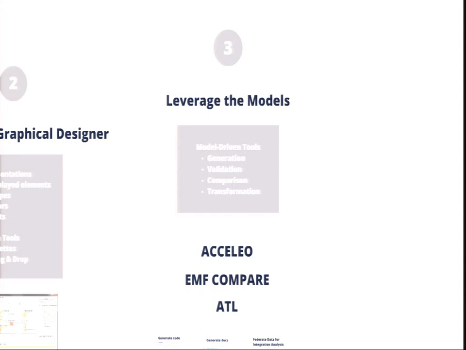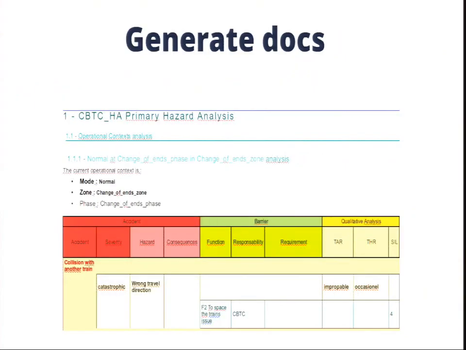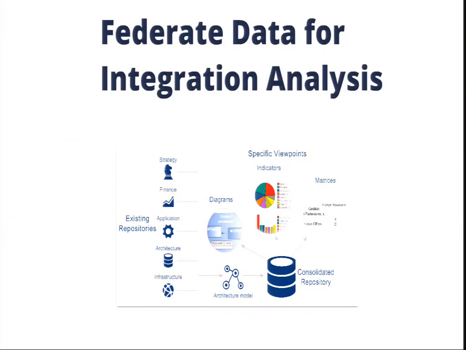And finally, we leverage the model with existing technology to generate code and to validate. So you can use Acceleo, EMF Compare, ATL, and others. And for the system architects, they can specify their own generated code. They can generate documentation. It's usually used for certification or specifications.